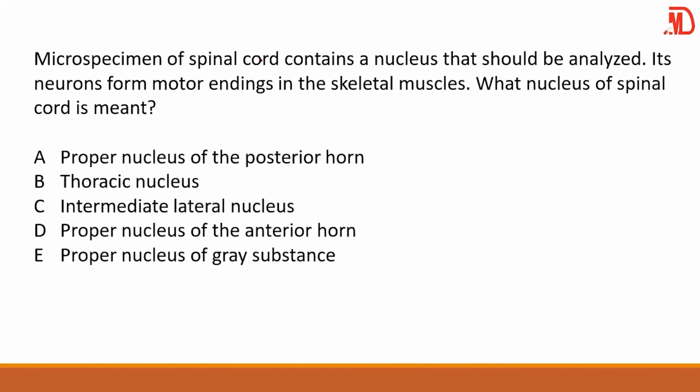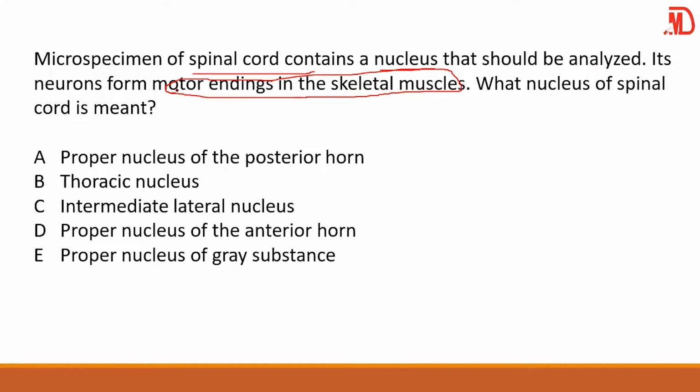Micro-specimen of the spinal cord contains a nucleus that should be analyzed, okay? The neurons form motor endings in the skeletal muscles. So over here, we are looking at the anterior horn. Because when they say it's a motor ending, that means this place is going to lead to motor function. When we say motor function, we are talking about activities. Just like when muscle fibers pass through your muscles, you begin to contract, isn't it? That is what is happening over here.